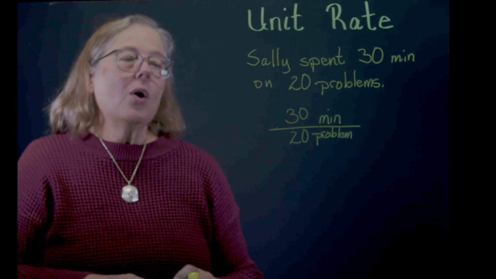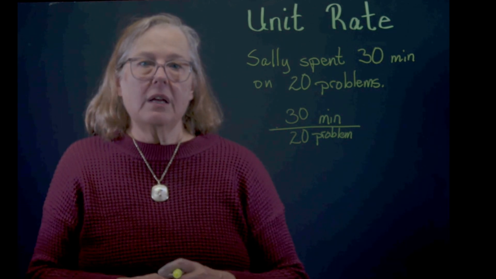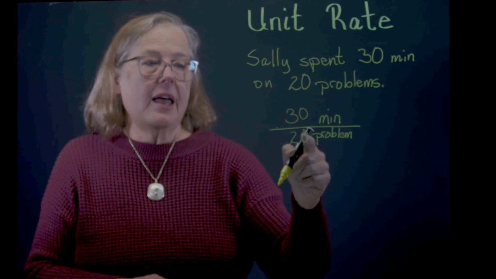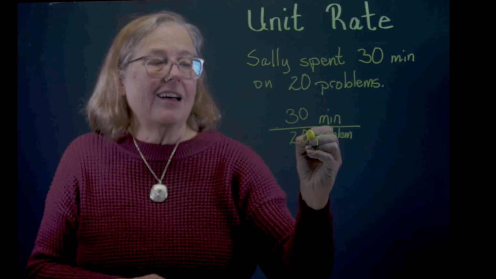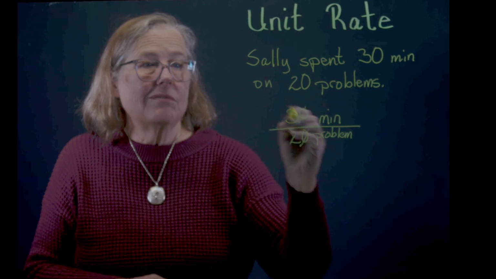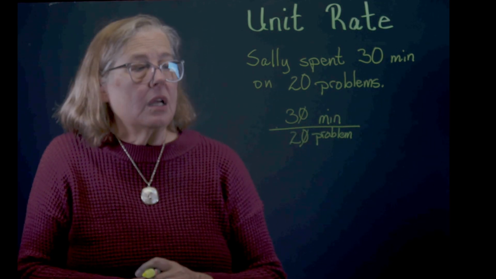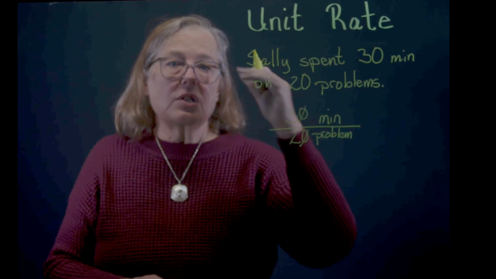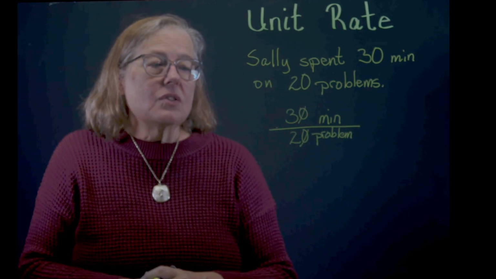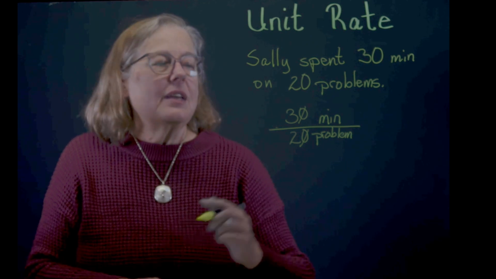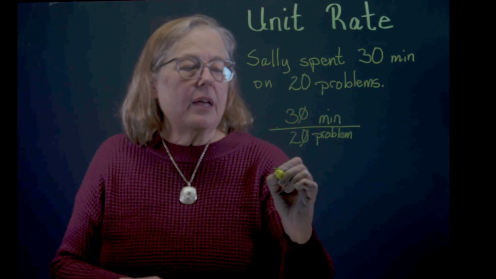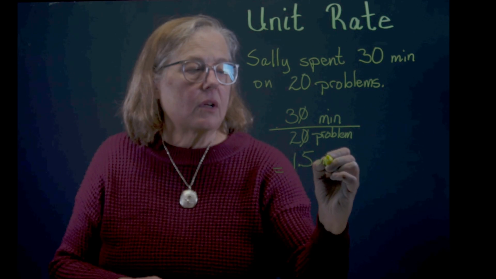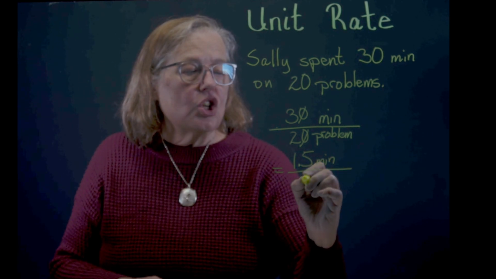Here we go. What is 30 divided by 20? Well, they both end in 0, so I can divide the top by 10 and the bottom by 10. Once I do that, I can just knock off the 0. 30 divided by 10 is 3. 20 divided by 10 is 2. So we've reduced this fraction to 3 over 2. What is 3 divided by 2? It's 1.5. She spent 1.5 minutes on each problem.